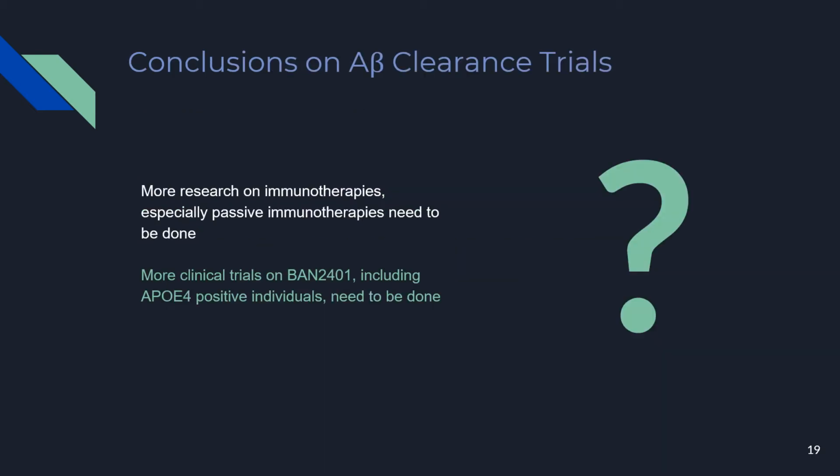We need to continue researching immunotherapies, especially passive immunotherapies, to find more treatments that are effective and safe in human models. More trials on BAN 2401 should also be conducted, this time including individuals with E4 alleles to test its effectiveness on this part of the population.